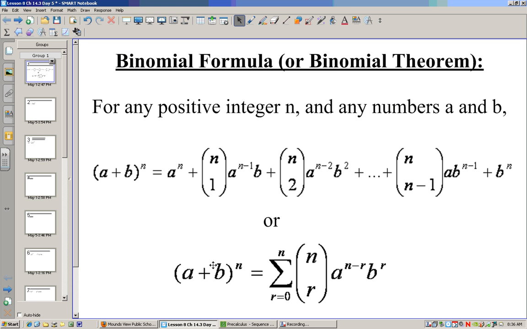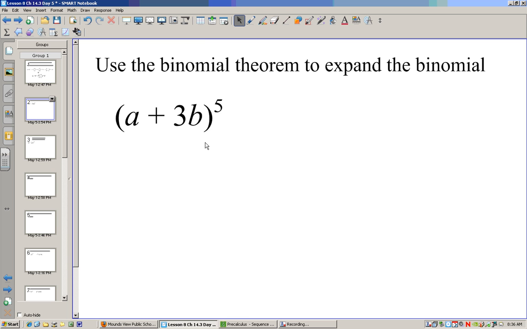We're going to continue with the binomial formula today. Hopefully you have this written down or have some idea of what this is. We're going to do this one as sort of a review: a plus 3b to the fifth power. If you understand how to do this, pause it and do it on your own.